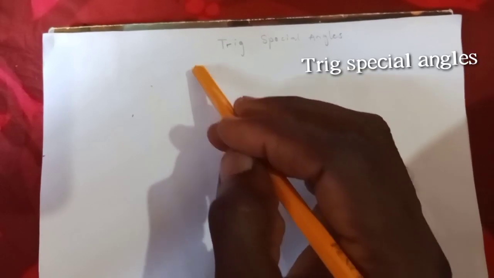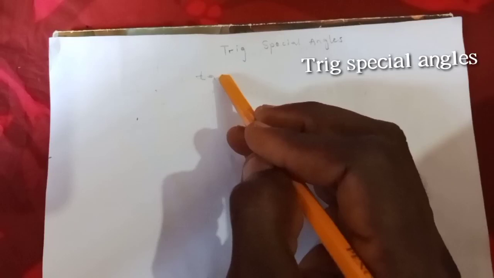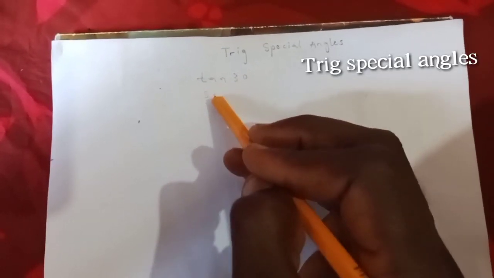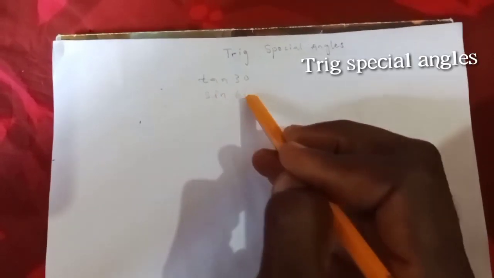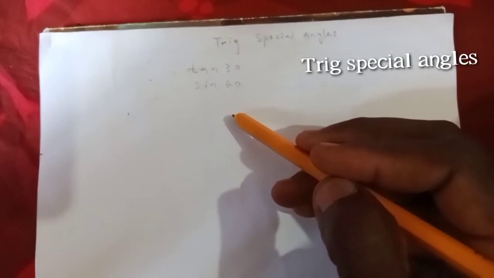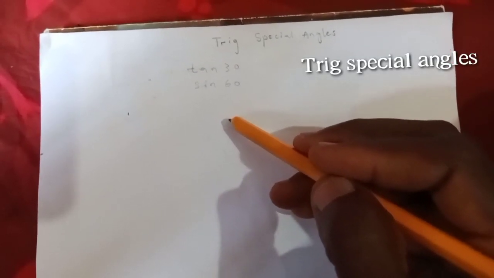Now, let me say you are asked to find tan 30, sine 60. Believe me, this is how the question comes. But see what you should know. Follow me from this part now.